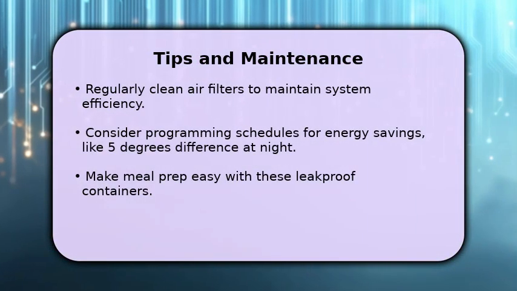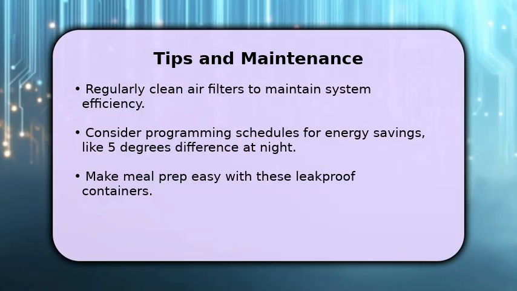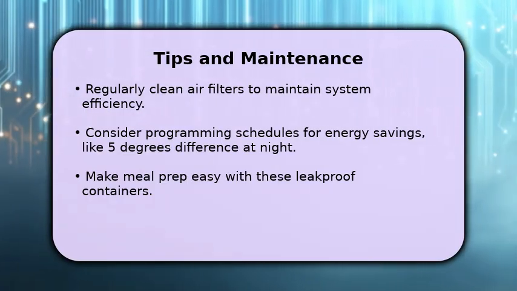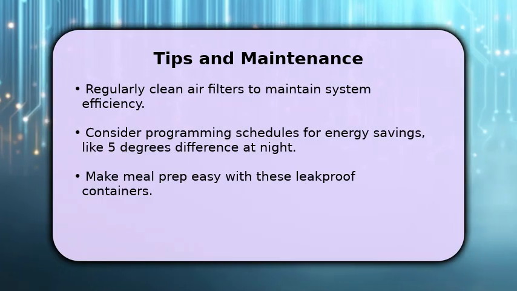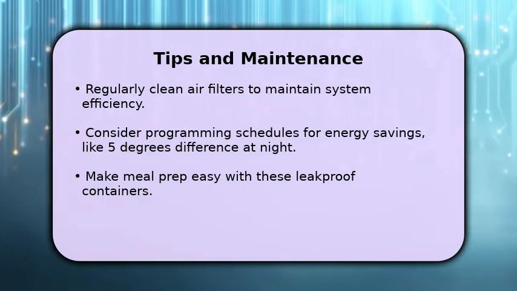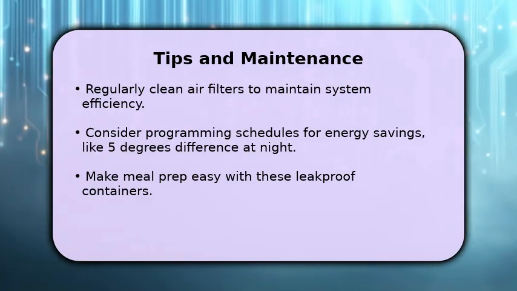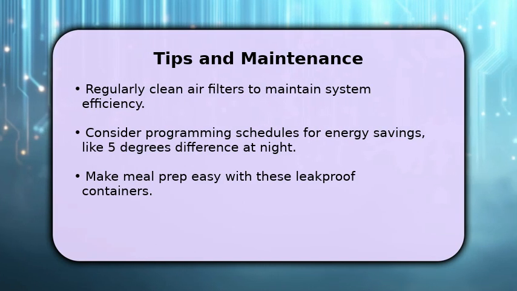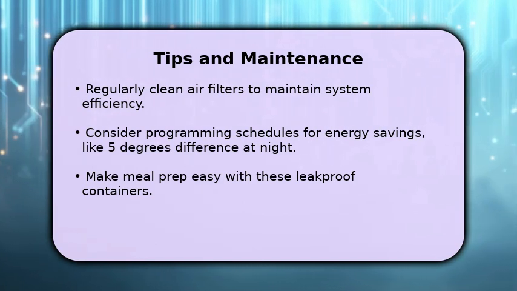Finally, here are some tips for maintaining your system. Regularly clean or replace your air filters. This can improve efficiency by up to 15%. Also, consider programming schedules to save energy, perhaps setting the temperature back by 5 degrees when you're away or asleep.